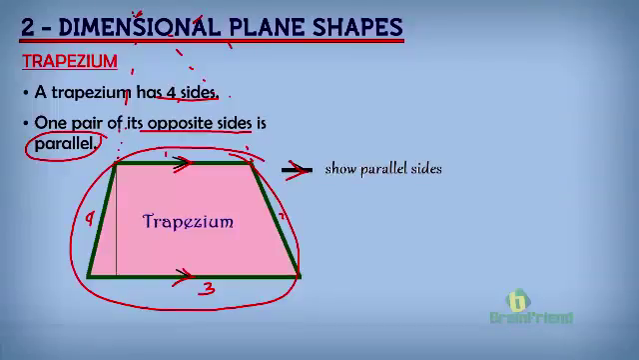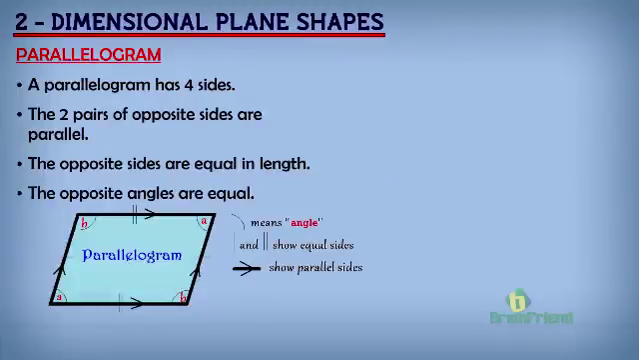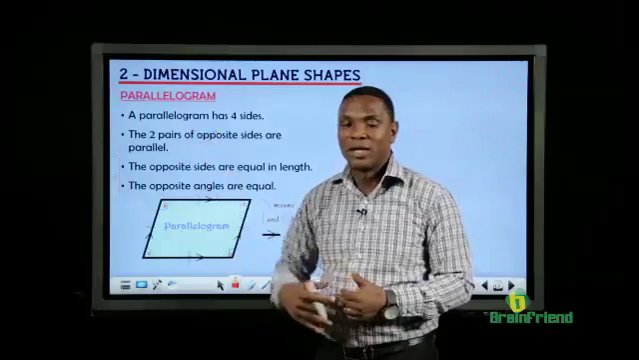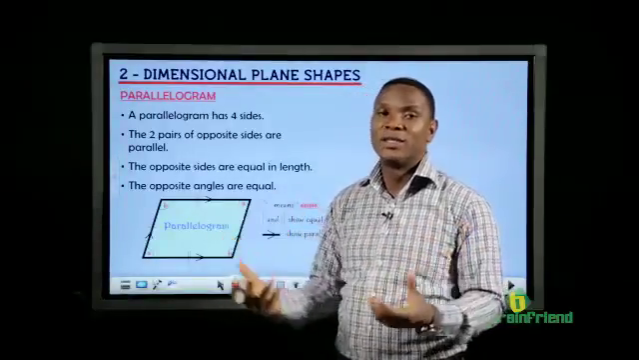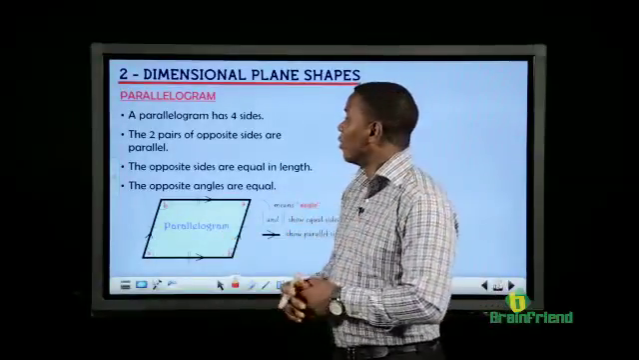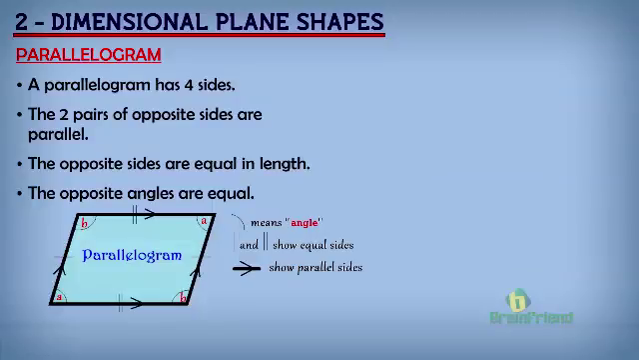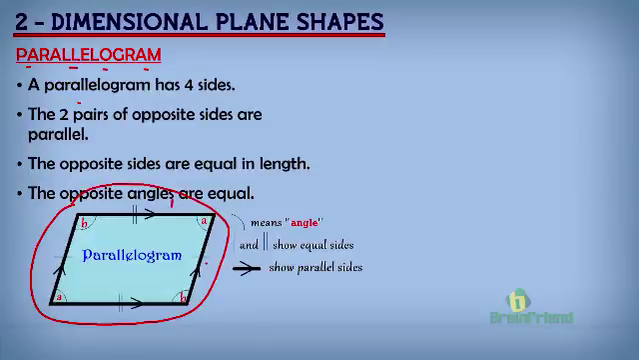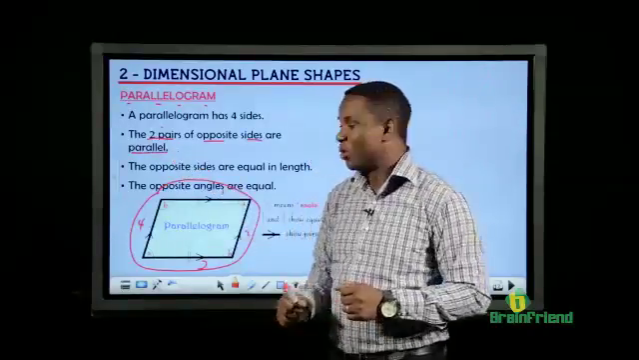Let's go on to learn also about the parallelogram. From the name also again, we have an idea of what this shape will look like. We're talking about parallel within the parallelogram. A parallelogram has 4 sides. So this is an example of what a parallelogram looks like. 1 side, 2 sides, 3 sides, 4 sides. But it is unique based on its name. It has 2 pairs of opposite sides parallel to one another.